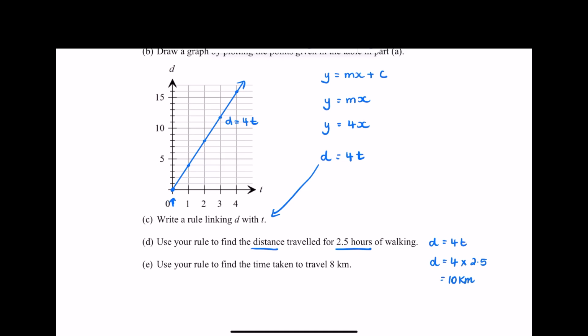Use your rule to find the time taken to travel 8 kilometres. Same thing, it's always the same rule: d equals 4t. Now I'm told d, which is 8, so 8 equals 4t. We divide both sides by 4, and you get t is 2. So it would take 2 hours. I know you could do this without even writing the rule out, but I want to show you with a simple example how we can come up with our answers.